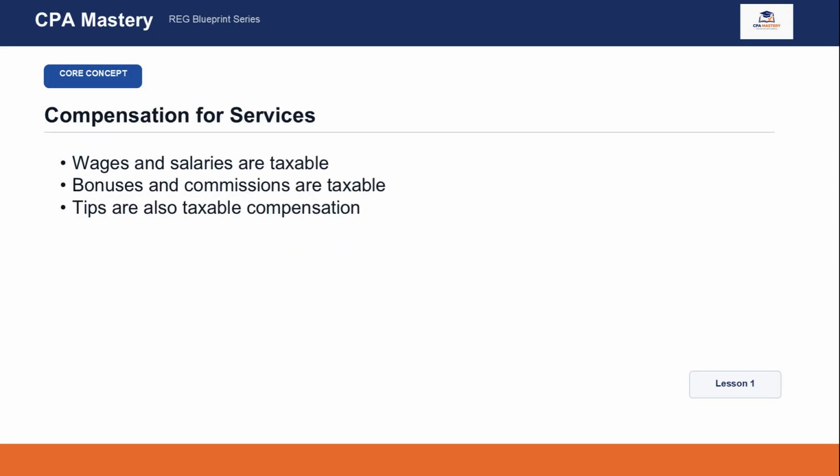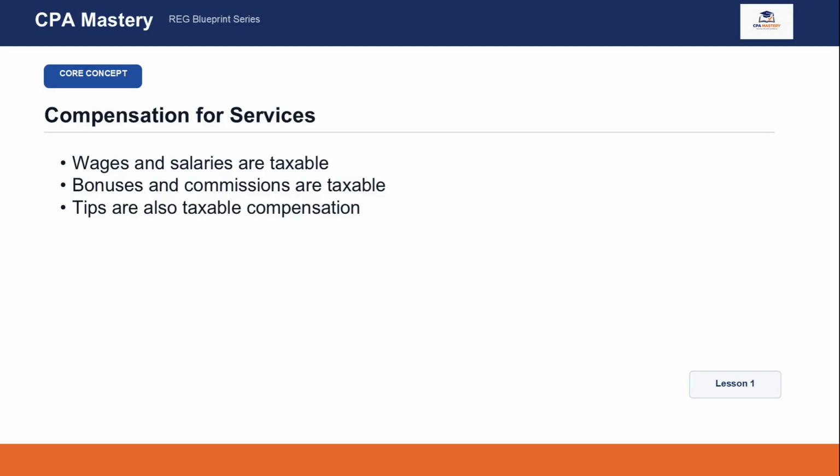Compensation for services is the most common form of income. If a taxpayer works and receives payment, that payment usually belongs in gross income. This includes regular wages and salaries, but it also includes bonuses, commissions, and tips.